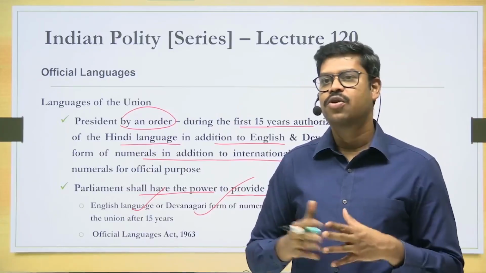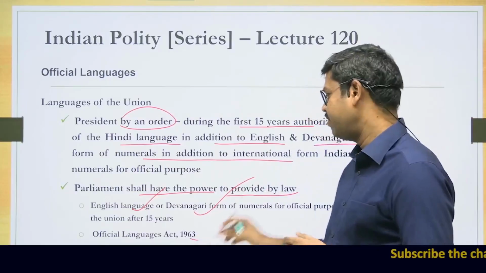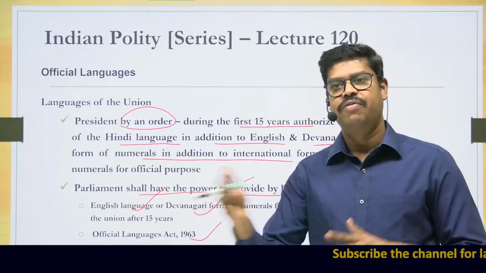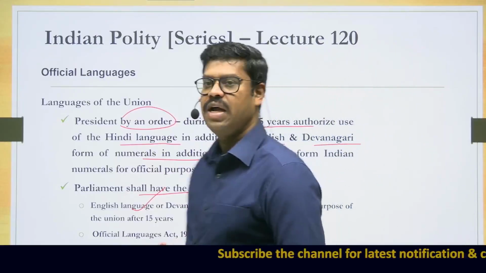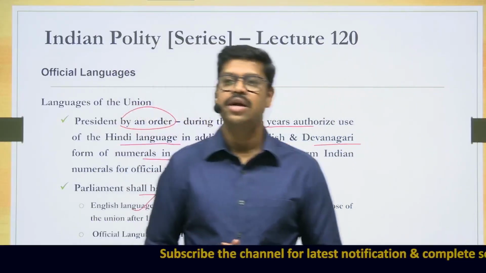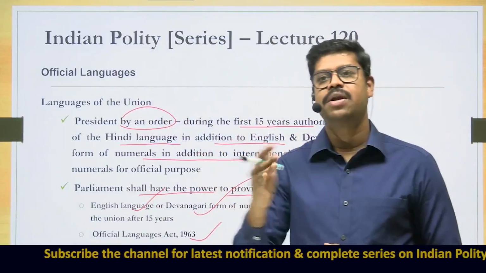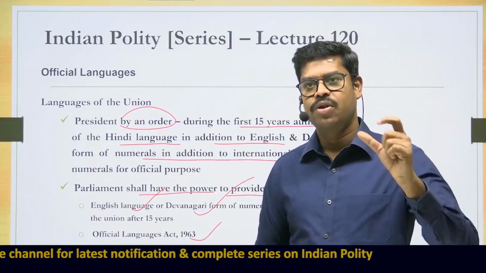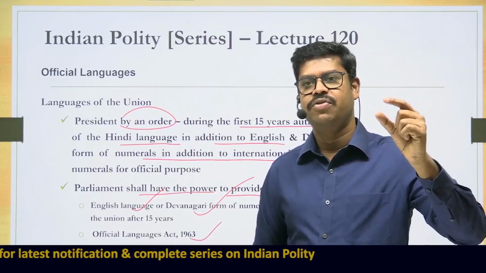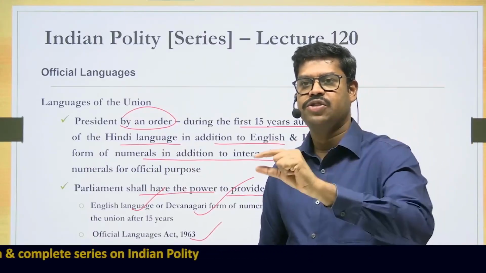Now, in this regard, do we have any law? Yes. The Official Languages Act 1963, even before the first 15 years, the Official Languages Act was passed. And in 1963, the Official Languages Act allowed English to continue as an official language. Till the time this law is repealed, English can continue as an official language. So therefore, as per the constitution, what shall be the official language of India? Hindi in Devanagari script and the international form of Indian numerals.